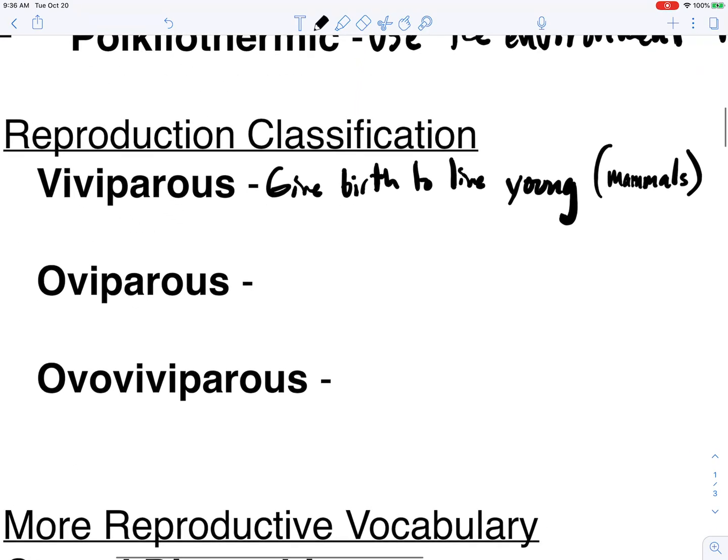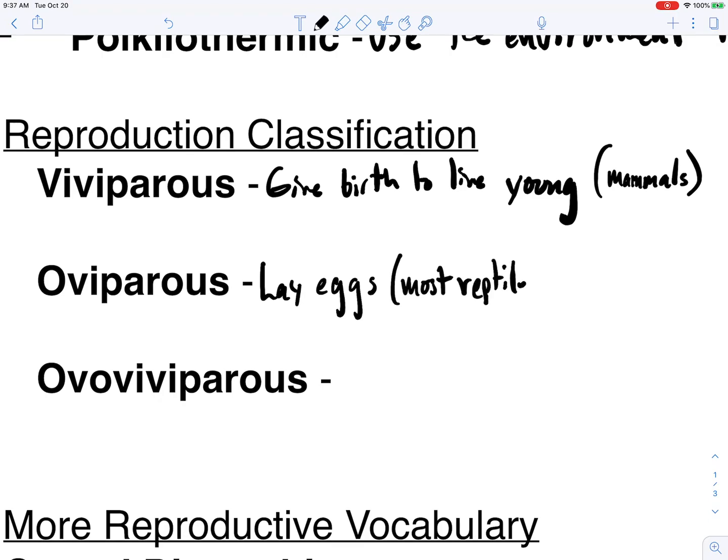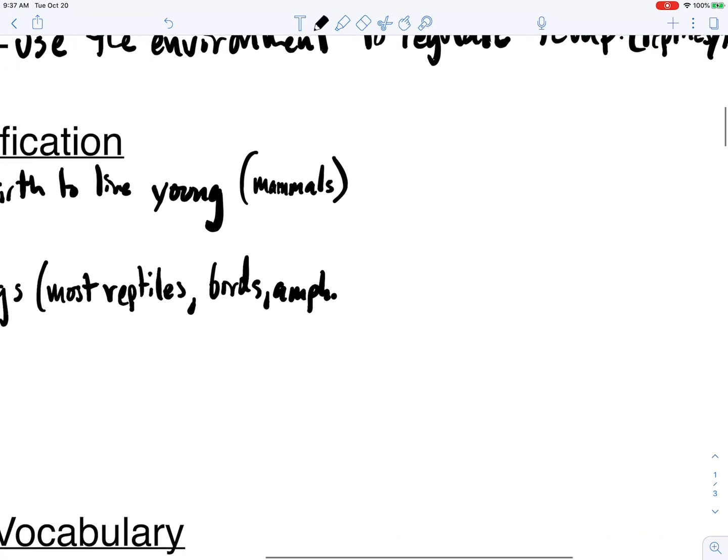Now, the vast majority of organisms on Earth, outside of those mammals, we're going to consider oviparous. Ovi, an ovum, is an egg cell. So oviparous creatures lay eggs. The hens in my backyard are oviparous, and I appreciate that. We like those eggs that they provide us. So those are oviparous creatures. They're birds, right? Most reptiles are oviparous, birds, amphibians, most fish. These guys are oviparous.